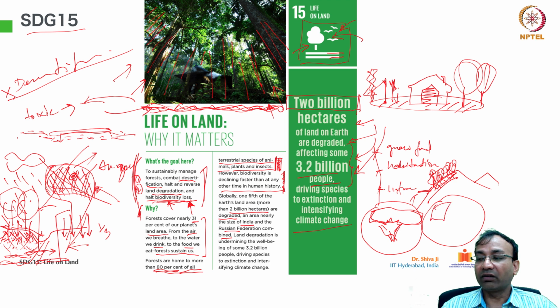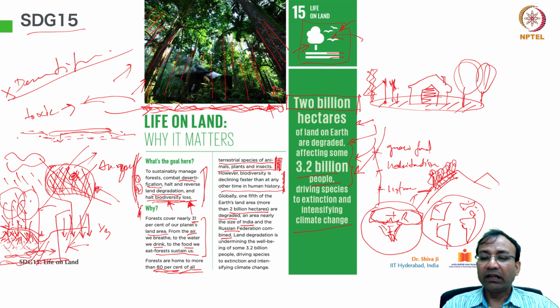Compared to North America and South America over here, and Africa coming down over here, and this part, Middle East, etc. So these two countries, Russia and India, that much of land, almost 20%, that 2 billion hectares we are talking about.